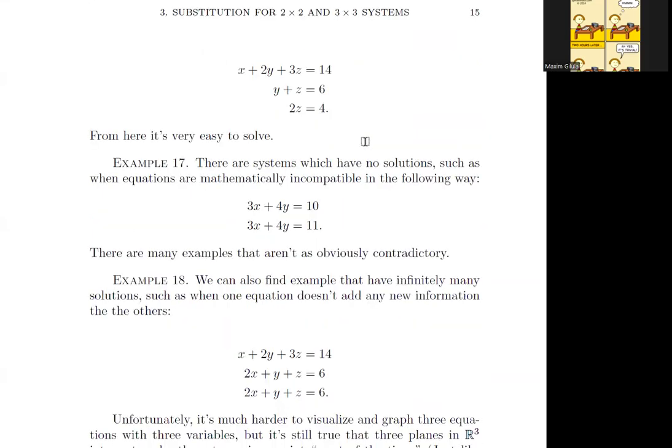So this is what you end up with. This is an upper triangular system. It's very easy to solve, right? You get z, and then you get y, and then you get x.